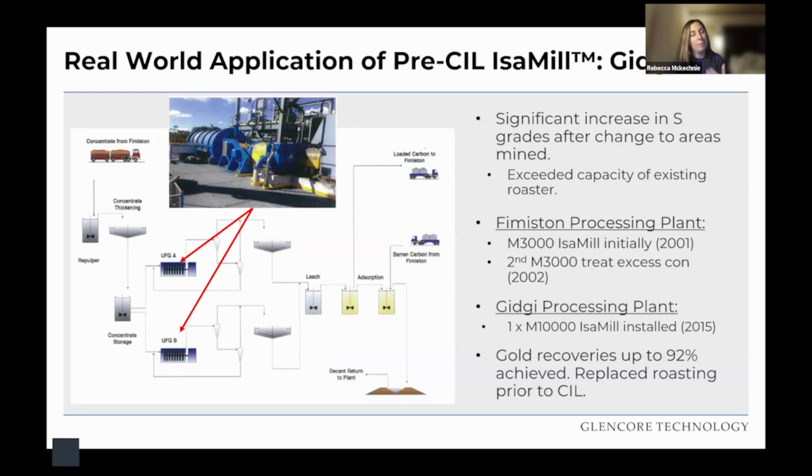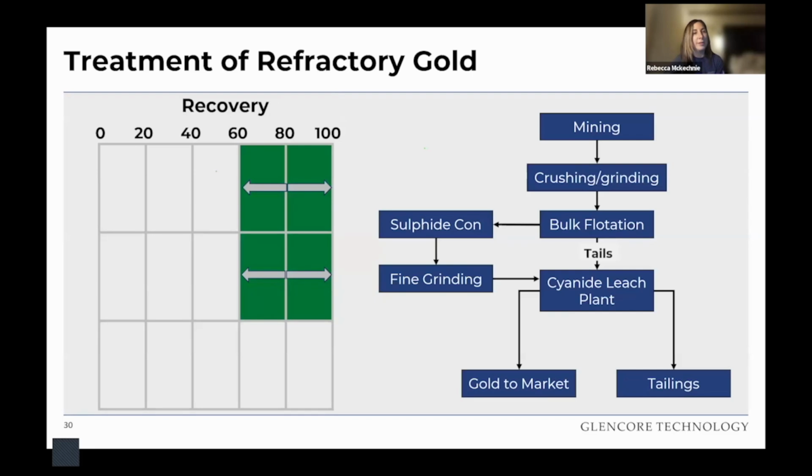So that circuit comprising the fine grinding ahead of the CIL achieves a gold recovery of 92% for that particular operation. So with the addition of a fine grind, some operations may find that they're able to shift back into that area of high recovery.